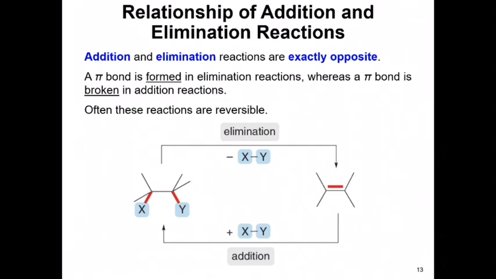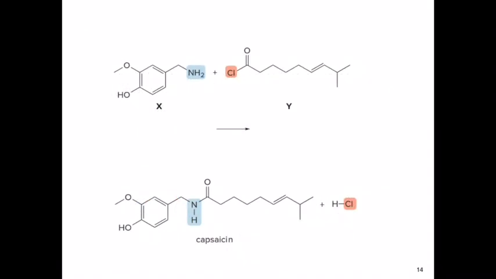And these two reactions are actually reversible. So you can use elimination reaction to form a pi bond, or you can use addition reaction to break the pi bond and form the sigma bonds. So here's another example of an organic chemical reaction. So we have molecule X reacting with molecule Y to form capsaicin and hydrochloric acid as a byproduct.